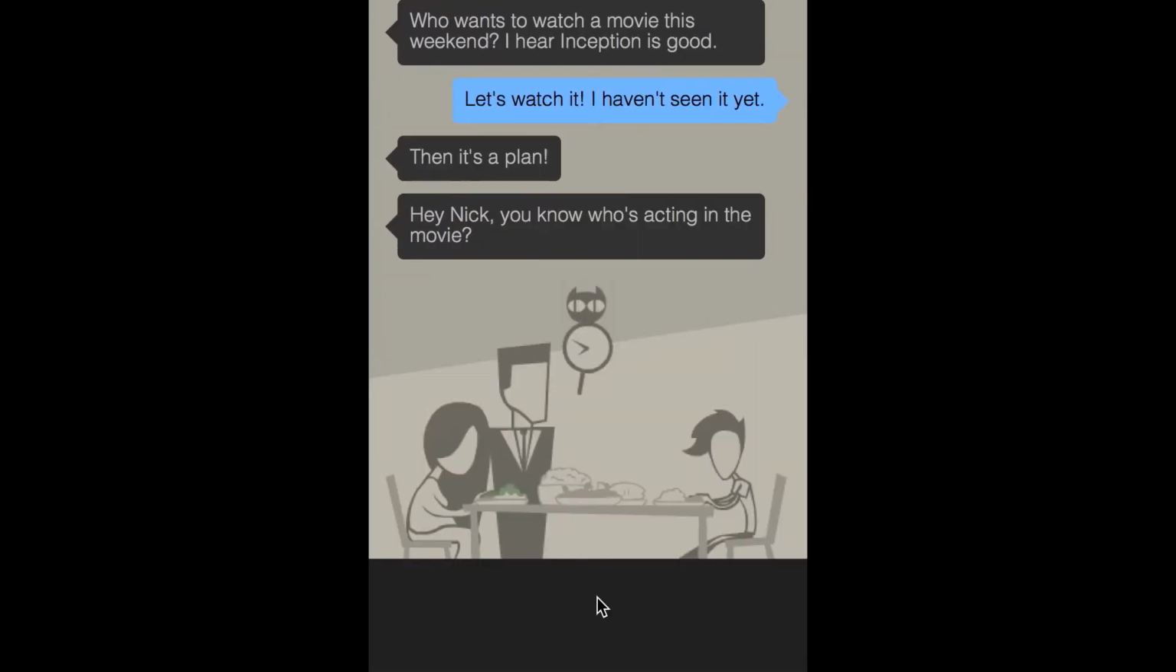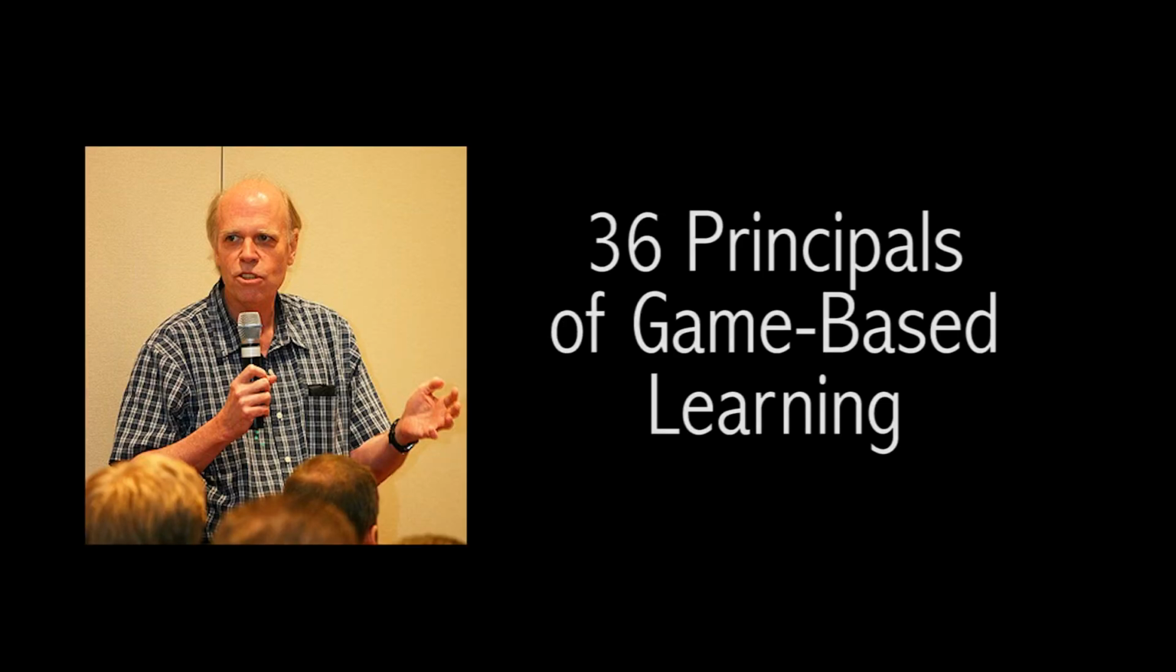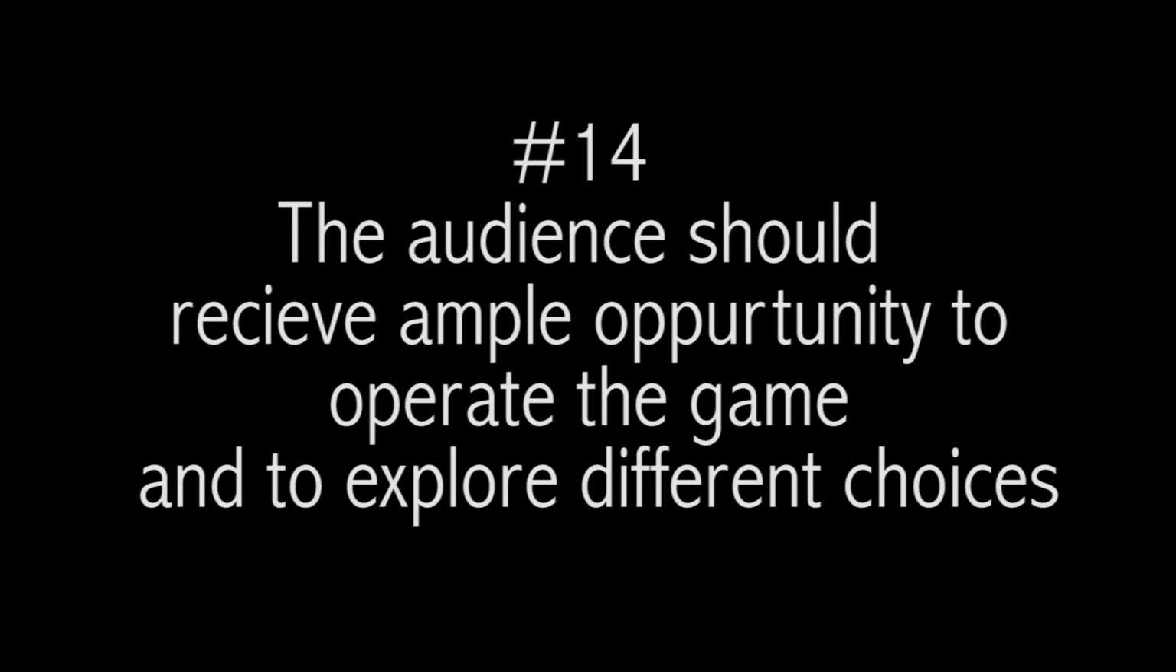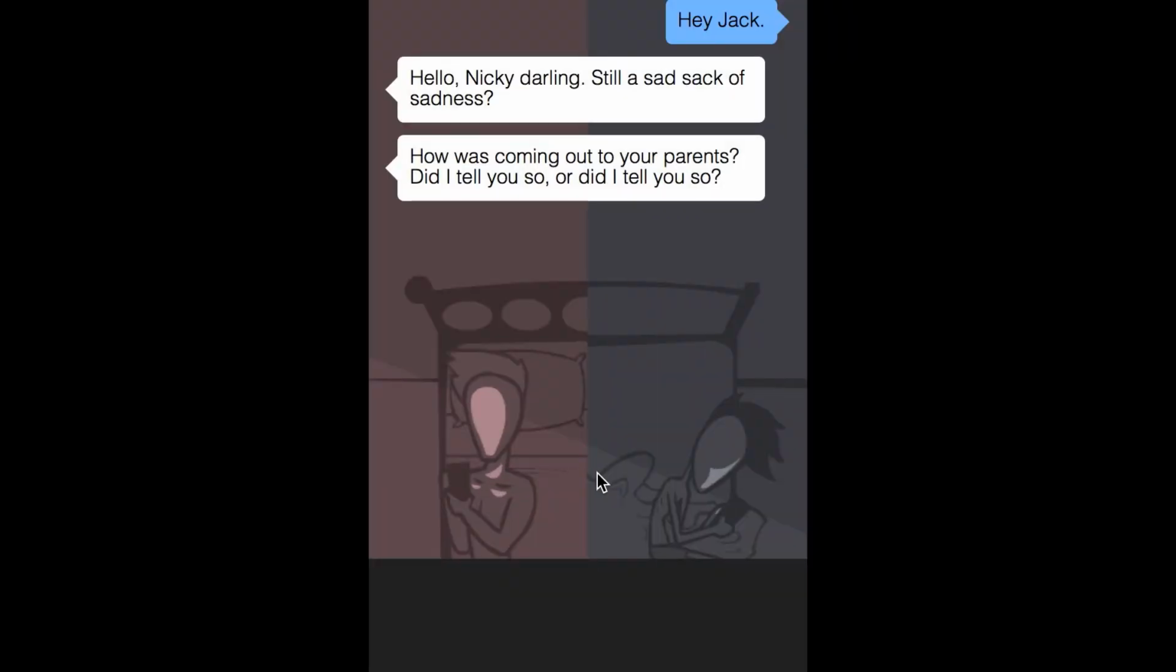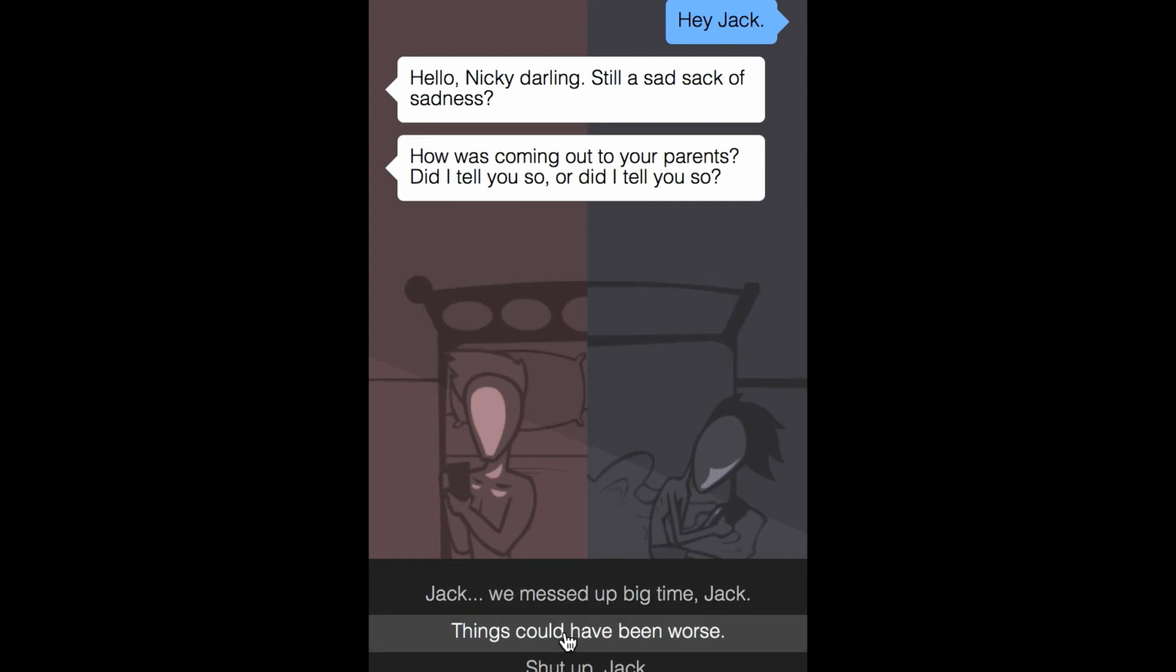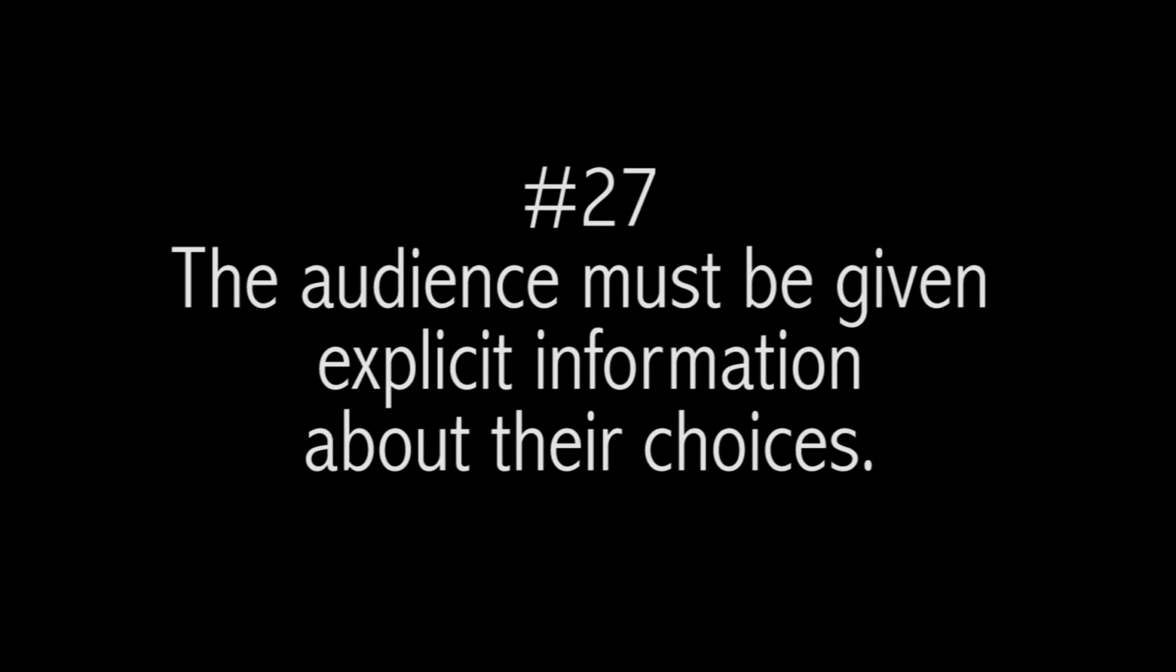By looking at the simulator through Jim Gee's 36 principles of game-based learning, we can see that the game does include many of these principles. Principle number 14 states that the audience should get ample opportunity to operate the game and to explore different choices. I believe that is what Coming Out Simulator accomplishes, since the whole mechanic of the game is based on a branching narrative. Also, Gee's principle number 27 states that the audience should be given explicit information about their choices on demand and just in time.